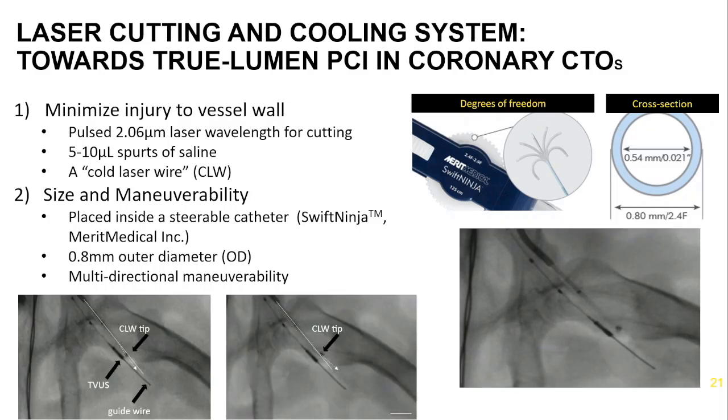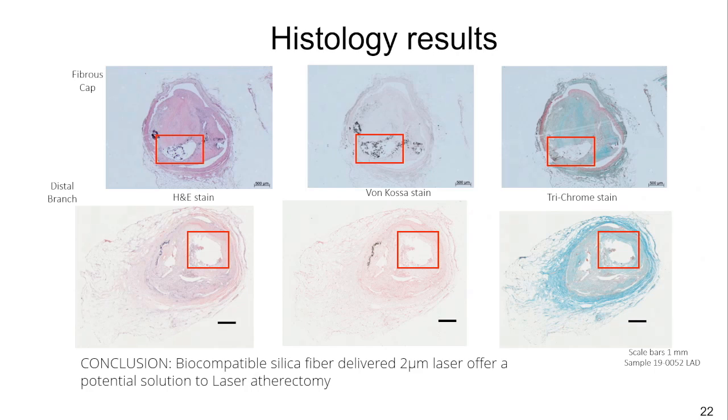This was tested, as you can see in our animal femoral model. In the X-ray, you can see it flex left and right, being able to cross these tortuous networks. These are some of the histology results in our ex vivo case, where we cross these donated human arteries, which are calcified, across the lesion with minimal thermal injury.